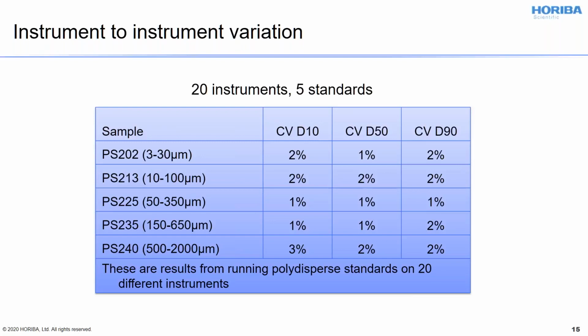So the coefficient of variation on D50 across 20 instruments is about 2% in the worst case. Coefficient of variation on D90 is about 2%, and the worst case of D10 is about 3% on the PS240, the largest bead standards. And so really very solid instrument-to-instrument repeatability, and that's good if you're going to have several instruments across multiple sites, or if you're going to compare your results with your customer or supplier.